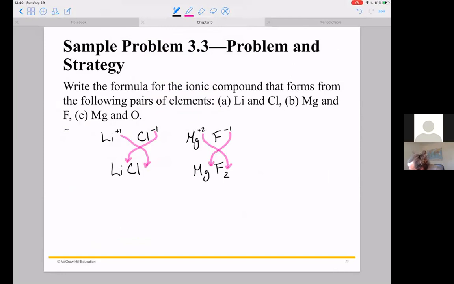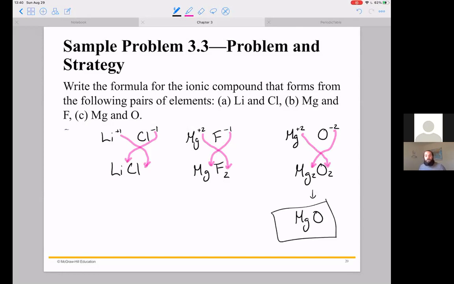And then we did magnesium oxide in the previous slide, but again, just to hammer this home, magnesium has a +2 charge, oxygen has a -2 charge. So when we do our cross, we wind up with Mg2O2, but we can further reduce that to just MgO. So that would be the final answer for the molecular formula of that ionic compound.